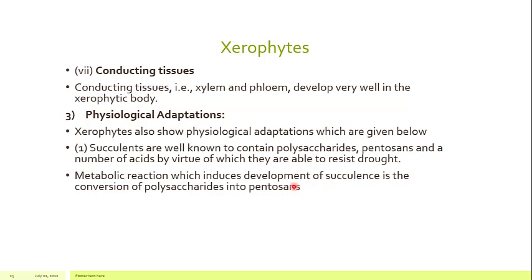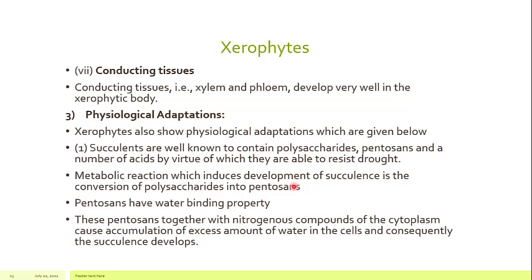The metabolic reaction which induces development of succulents is the conversion of polysaccharides into pentosanes. When they are converted to pentosanes, they make those cells and tissues store the water. Pentosanes have a water binding property, and when water is present, they absorb and bind the water. So that's why succulency is developed. The pentosanes together with the nitrogenous compounds of the cytoplasm cause accumulation of an excess amount of water in the cells, and consequently succulency is developed.